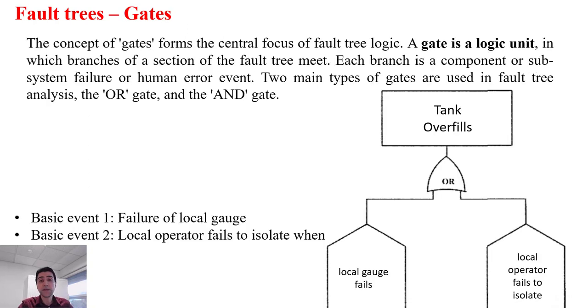Here is an example. If we consider a tank which is overfilled, we might trace back the reason to two system components, which is equipment or a gauge, and the human component or the operator. So we might experience a failure in the gauge, or the operator fails to isolate and the tank as a result is overfilled. So equipment failure or human failure results in the tank being overfilled, and we have that OR gate to combine these two basic events.